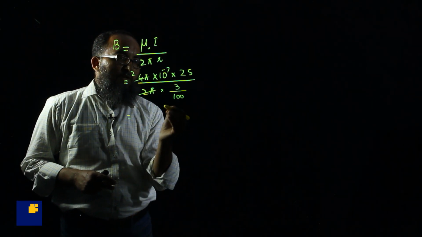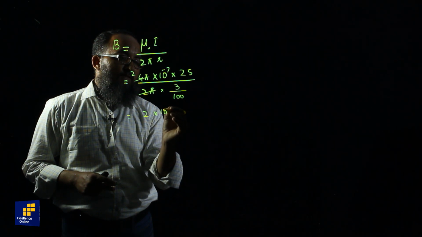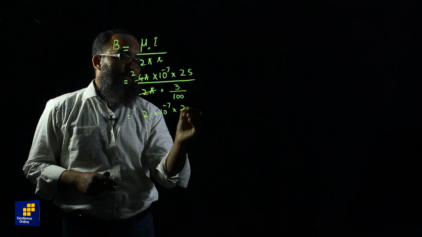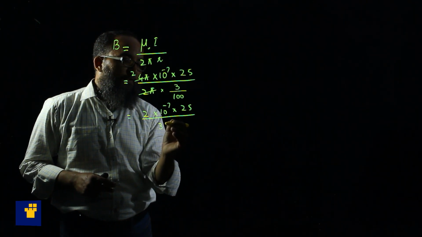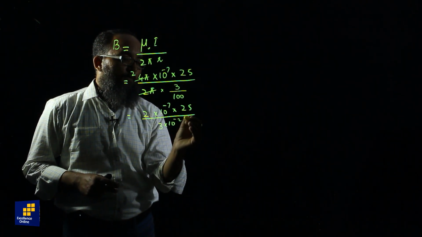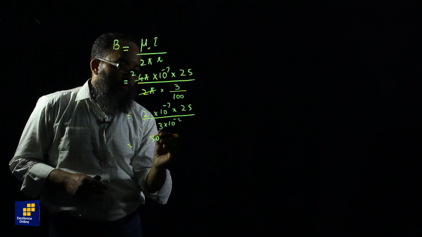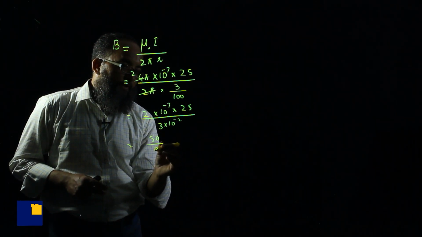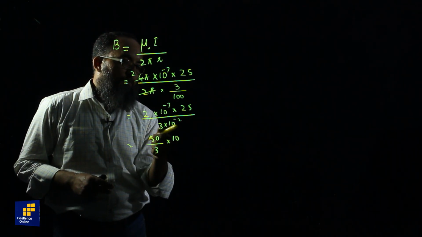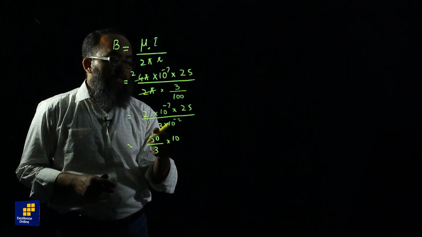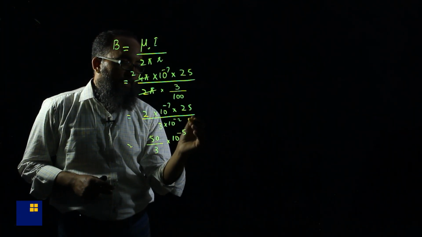अच्छा जी, 2 exponential minus 7 into 25 divide by, we can write it like 3 exponential minus 2. 2 25s are 50 over 3 exponential minus 7 divide by 10 power minus 2. 10 power minus 7 divide by 10 power minus 2 will give 10 power minus 5.